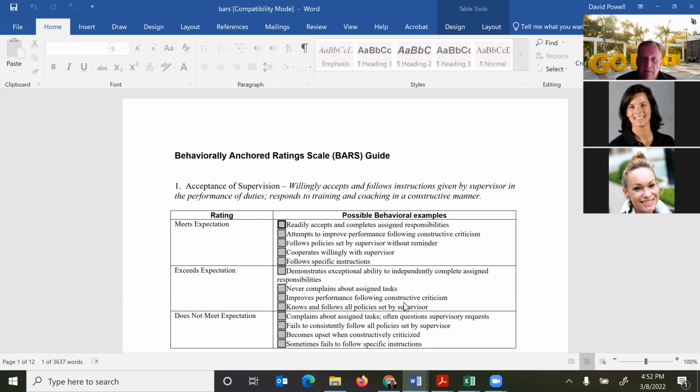Here are the expectations. If you're going to get a meets expectations, here are the behaviors that you may have to exhibit: readily accepts and completes assigned responsibilities, attempts to improve performance following constructive criticism, follows policies set by supervisor without reminders, cooperates willingly with the supervisor, follows specific instructions. To get the exceeds expectations on this indicator of acceptance of supervision, demonstrate exceptional ability to independently complete assigned responsibilities, never complains about assigned tasks, improves performance following constructive criticism, knows and follows all policies set by the supervisor. We're not going to go through it all, but you get the idea.